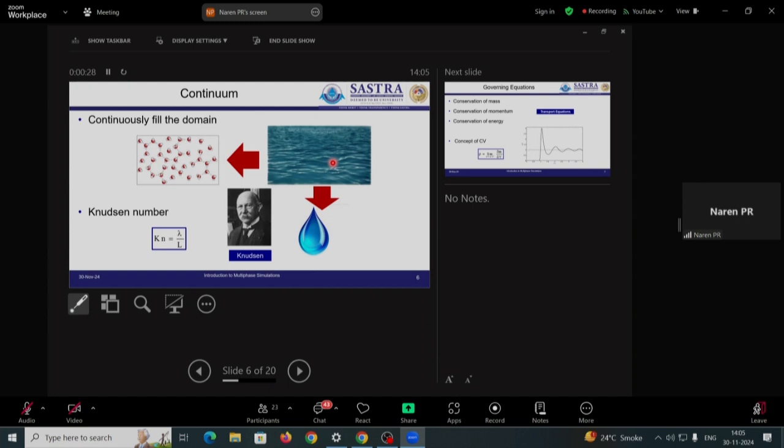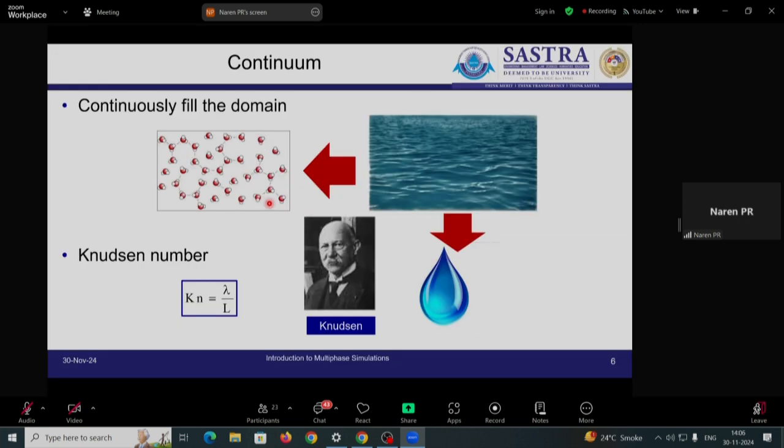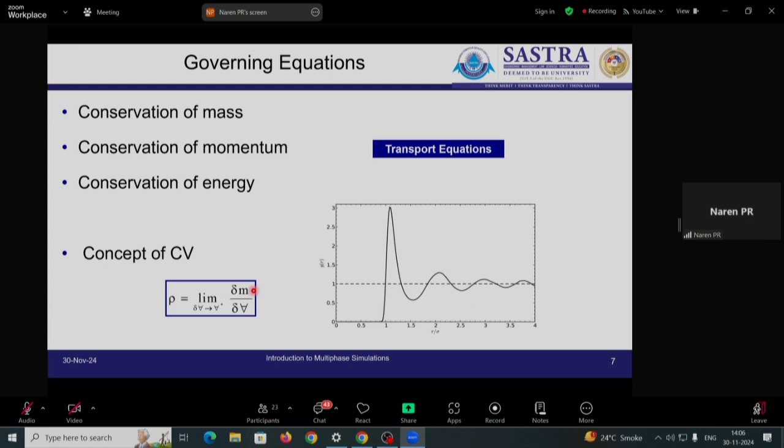This concept of continuum is based on a dimensionless number, which we call the Knudsen number. It is either lambda by L or L by lambda. Lambda tells the mean free path of the molecule, that is, between two collisions, how much distance the molecule travels. L is a characteristic dimension of the system. I'm sure all participants have at least a fair idea of the governing equations that we solve in CFD. We solve primarily the continuity equation, which is the equation of mass, and we solve the Navier-Stokes equation, which is the momentum balance equation.